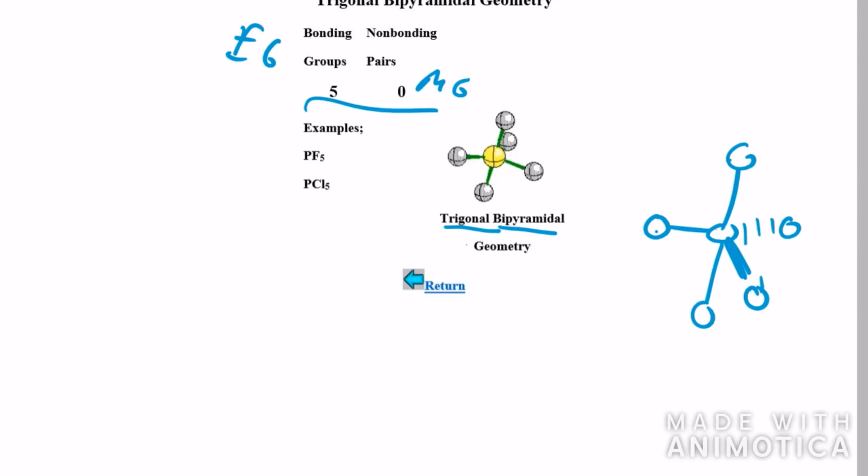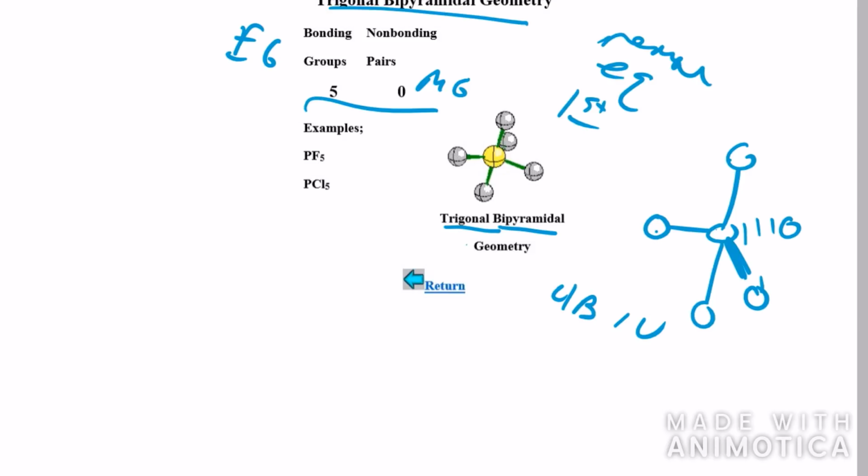So now what happens if I have 4 bonding, 1 unbonding? So I get rid of one of these. So here's the thing. When you do this rule of getting rid of things that I keep talking about, for trigonal bipyramidal electron geometry, we always remove from the equator first. Okay? So that means I'm going to remove one of these 3 first. I don't touch the axial ones. Okay? So I'm going to remove just this one.